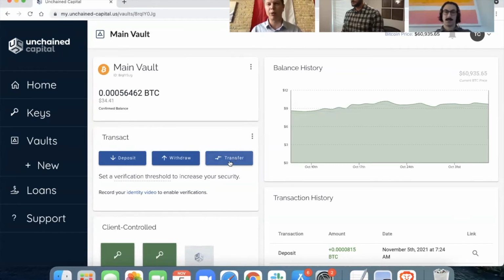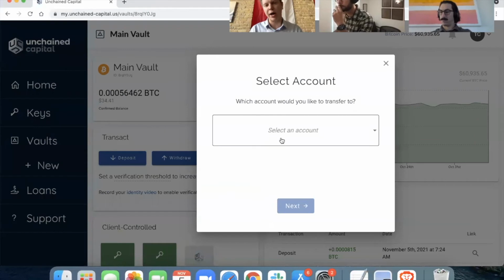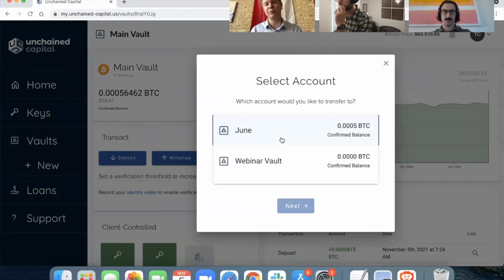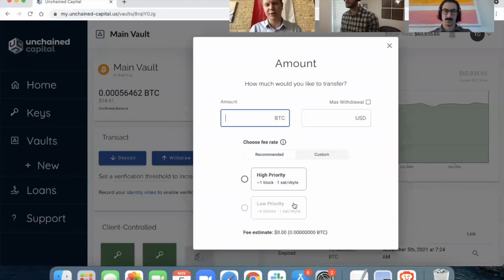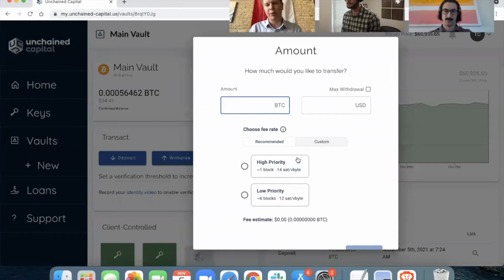That's another common question I get: what's the difference between withdraw and transfer here in the interface? Transfer is if you do have multiple vaults within your account, you can select transfer and it's going to allow you to pick another vault to spend to. So I'm going to spend to webinar vault, which again is very creatively named. I'm going to select next here, and I'm going to enter the amount of Bitcoin that I want to consolidate.